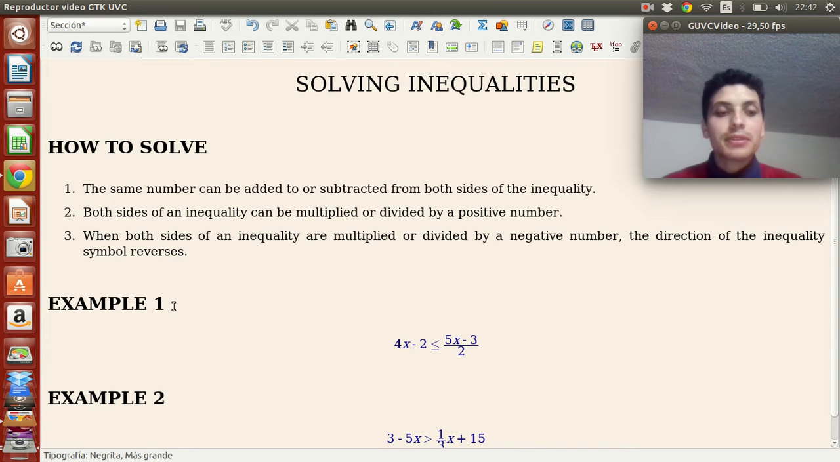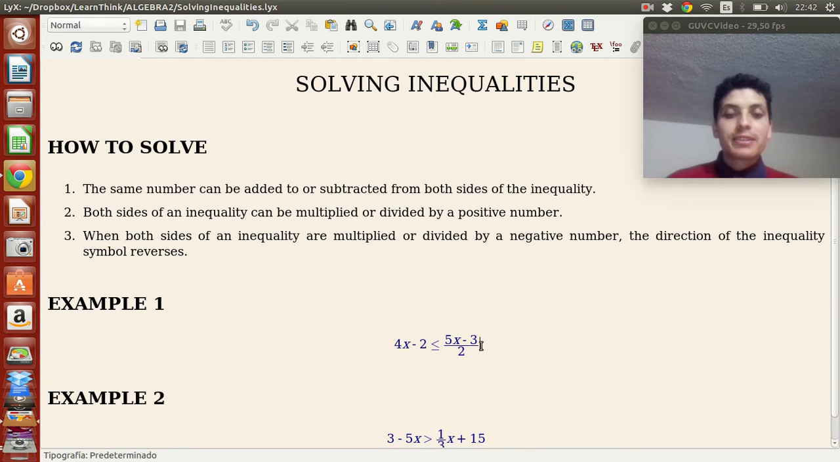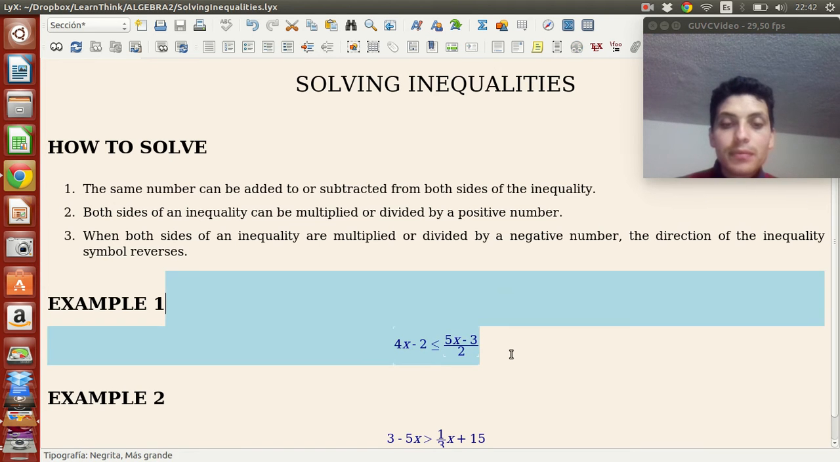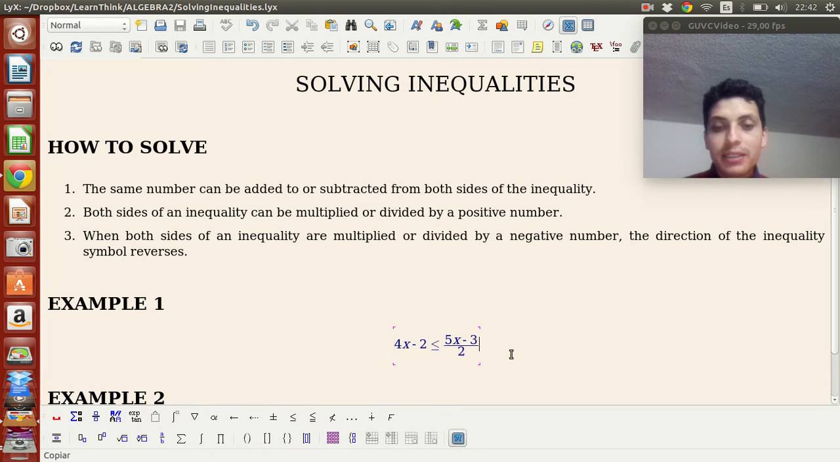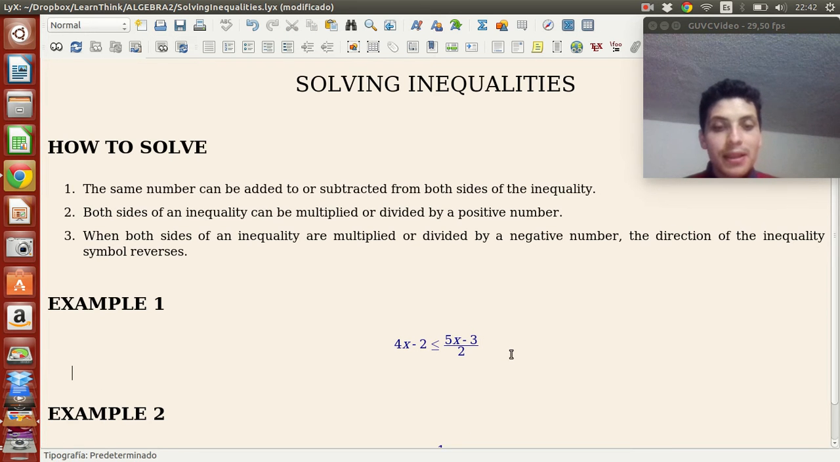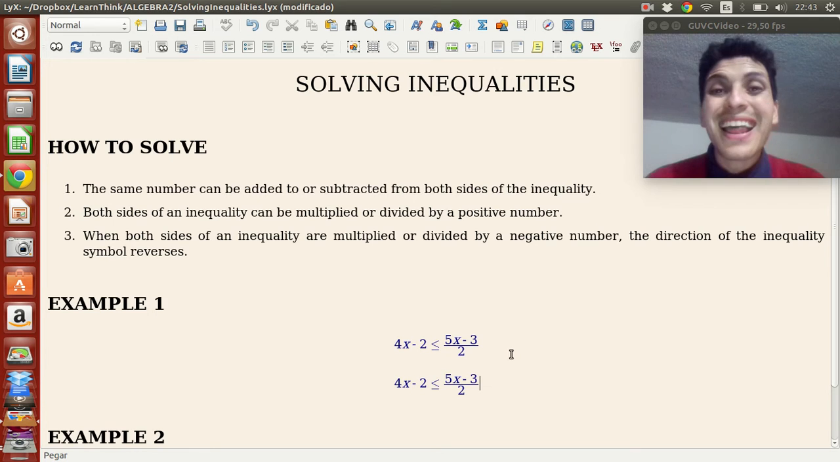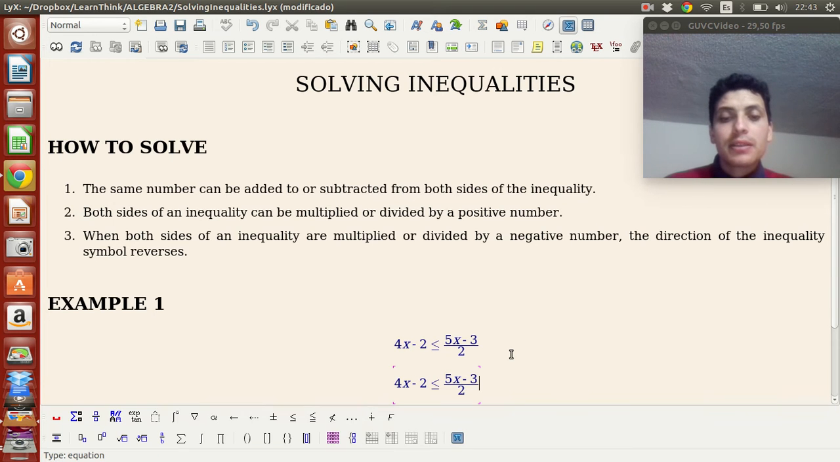Let's see the examples. Example number 1: 4x minus 2 is less than or equal to (5x minus 3) divided by 2. There are many ways to solve this inequality. I'm just going to show you the one that I like the best. First, I'm going to get rid of this 2.